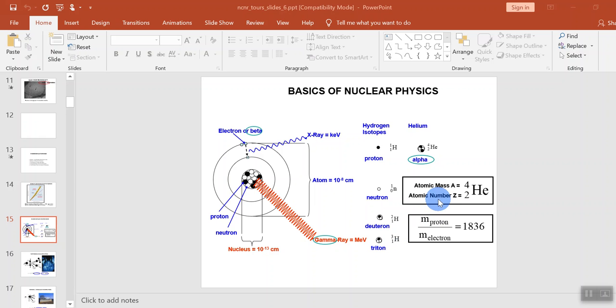Remember that this is the terminology we're using: atomic mass and atomic number. This is the number of protons, this is the total number of nucleons, protons plus neutrons. Remember that the proton is much heavier than the electron.